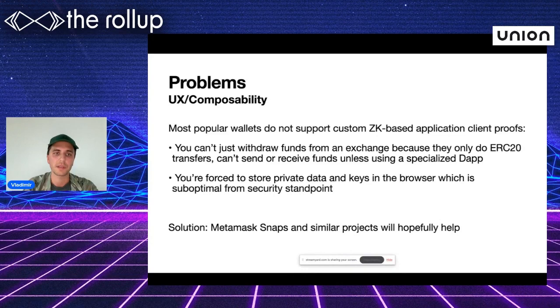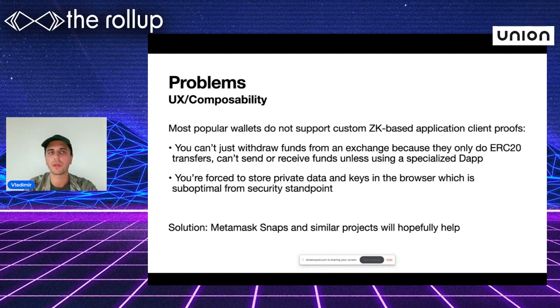Another UX and composability problem is that the address system between Ethereum and private wallets is not compatible. So you cannot use, for example, centralized exchanges to withdraw or deposit money. And also because of the many incompatibilities, you're forced to use the DApp itself to store your private data and keys.